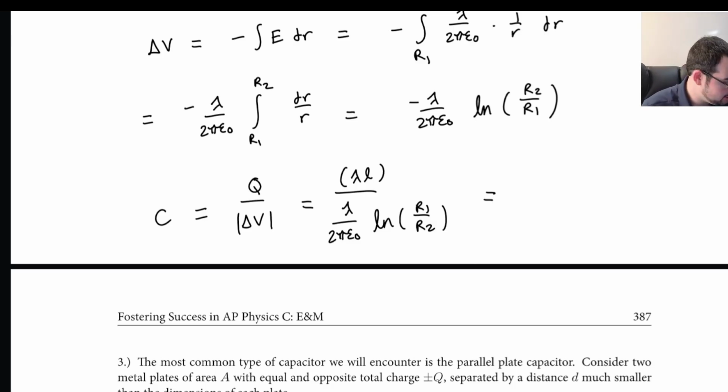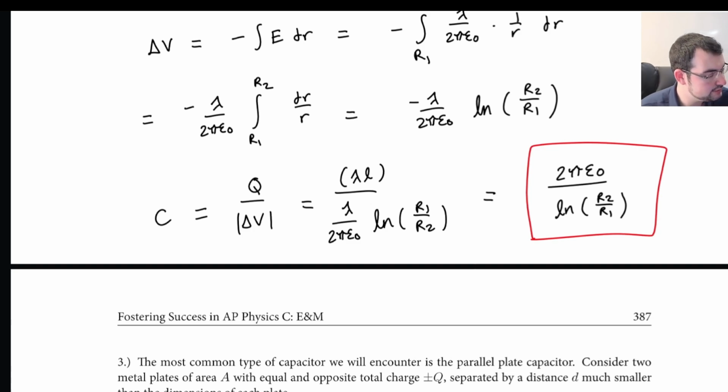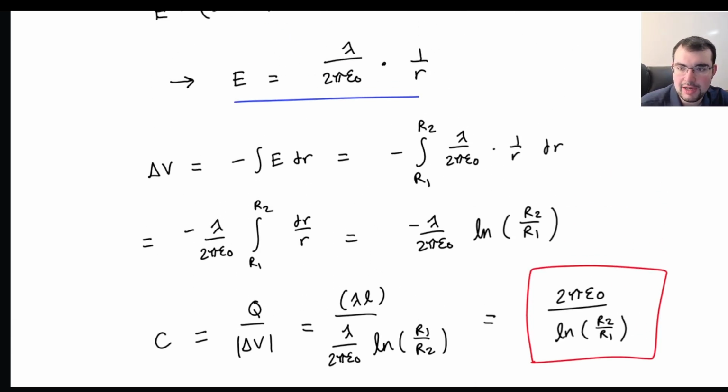So notice what cancels and what doesn't. Lambda is not geometry, right? I can choose whatever lambda I want on a conductor. So it makes sense that lambda should cancel. The 2 pi epsilon naught comes on top. And then I'm dividing by the natural log of the ratio of the radii. So once again, it makes sense. It is following the same form as last time. It's just we have a different field functional dependence. We have a different denominator function here. So that's the coaxial cable.